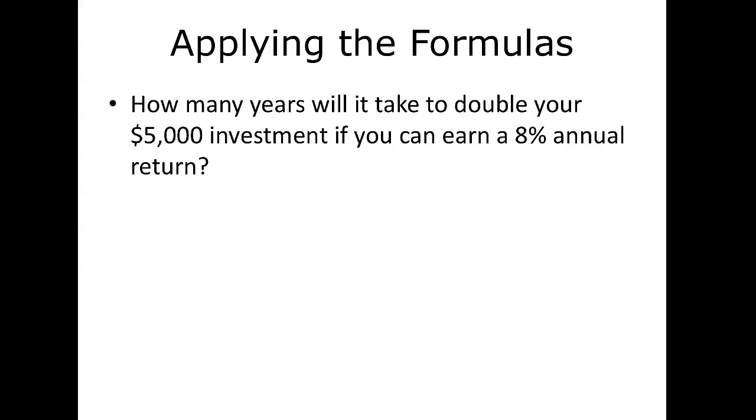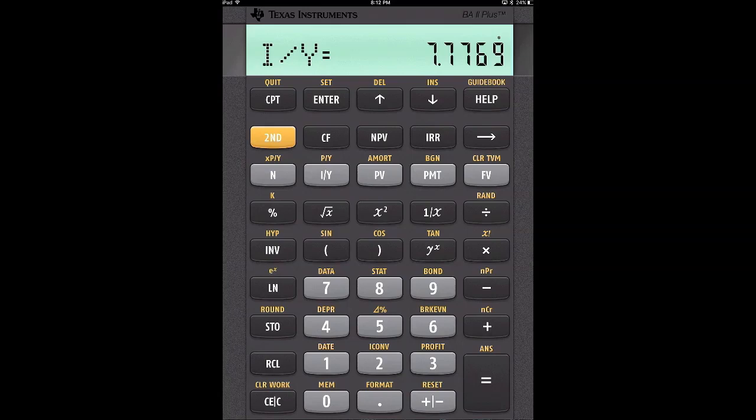Now we do a 4th type where we're looking at N, the number of periods. So how many years will it take to double your $5,000 investment if you can earn an 8% annual return? So how many years will it take to double our investment?